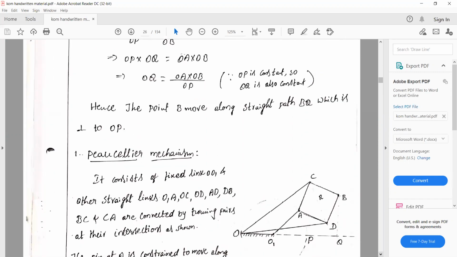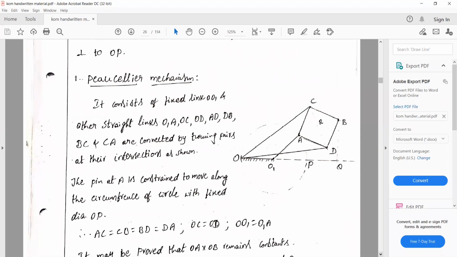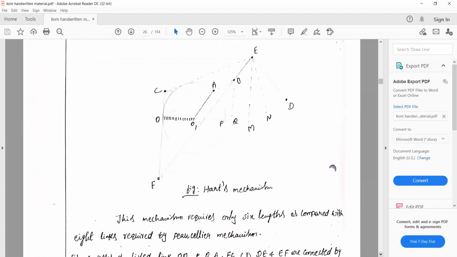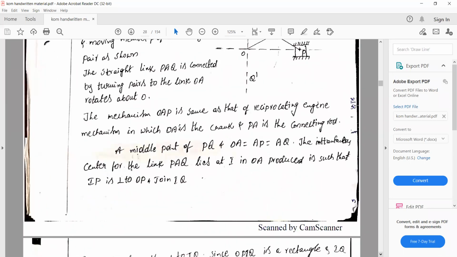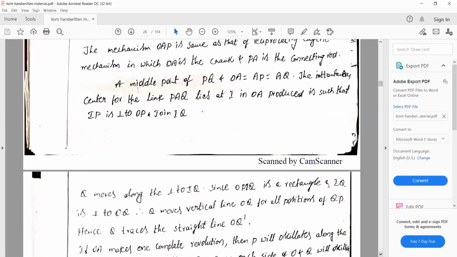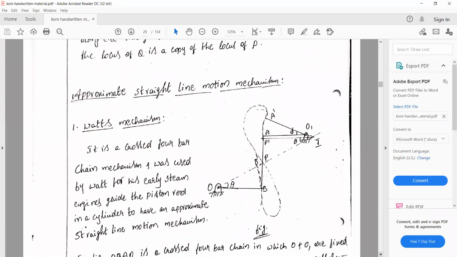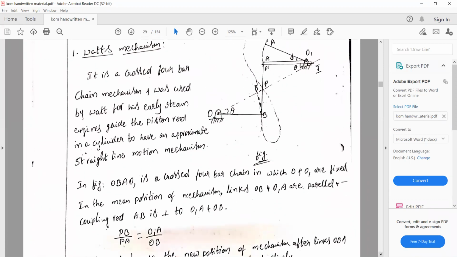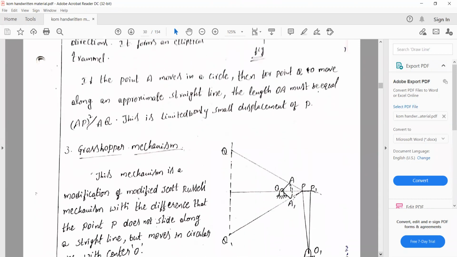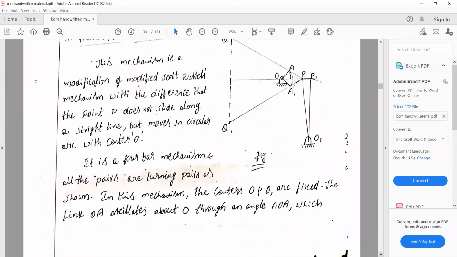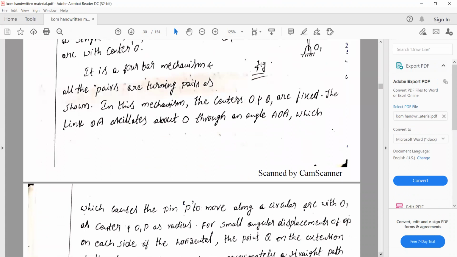And the exact straight line motion mechanisms are the Peaucellier motion mechanism and Hart's mechanism. Those we just prove: OA by OB equals constant. What the condition is, we have to prove in those particular derivations. And the approximate straight line motion mechanisms, the main important ones, are the grasshopper mechanism, Roberts mechanism, and Chebyshev mechanism.